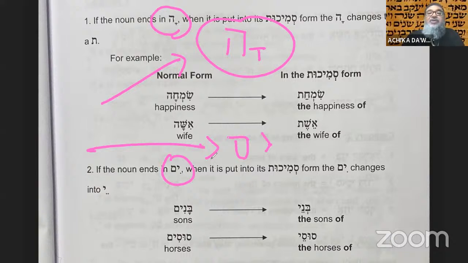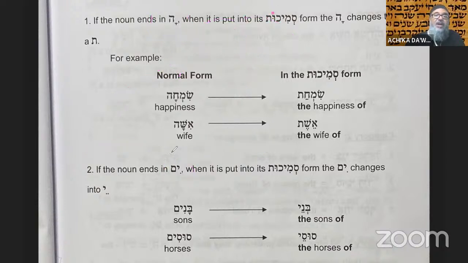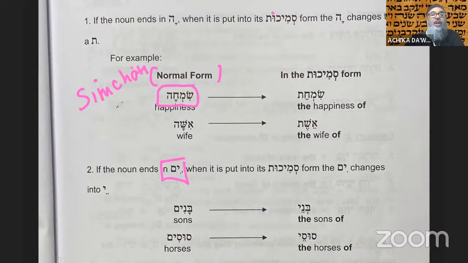They're going to give us some examples of what that is. And guess what? I don't know why they're asking for this change. I just know that you have to make the change. So basically, if you have a feminine ending or a masculine plural ending, they want you to change the form. The normal form for happiness is simcha. Simcha means happiness and joy. But the moment that it has this feminine ending on it, I've got to change it when I put it in a semi-coup form.